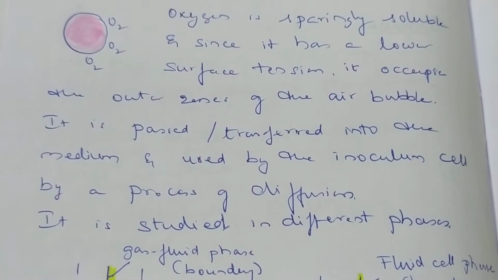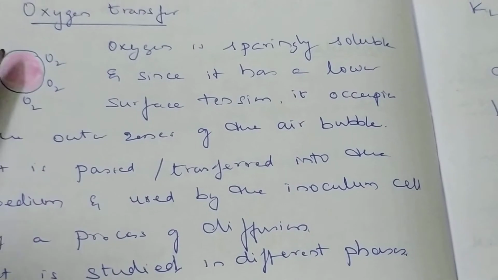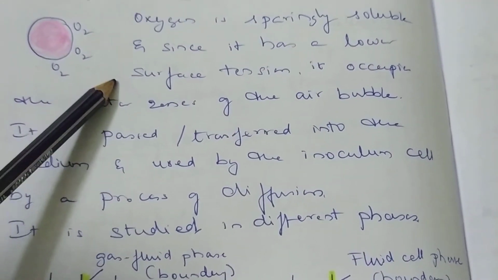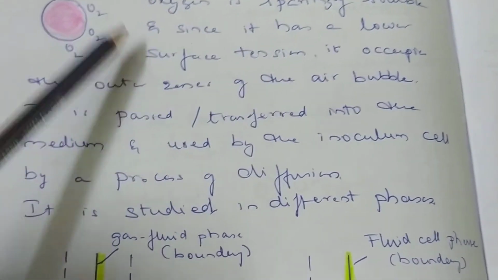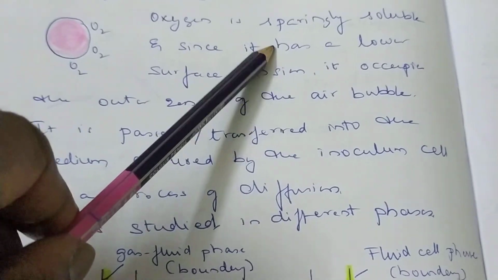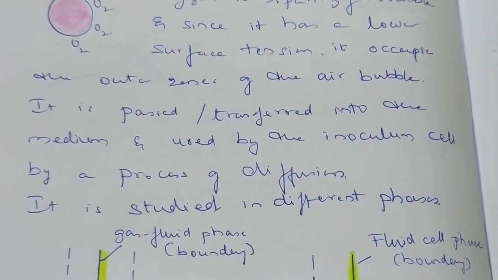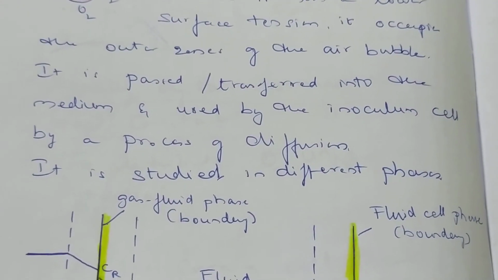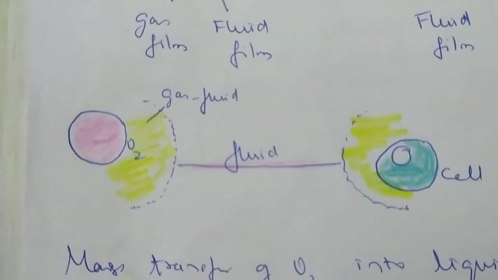Now, what is the work of this oxygen? It should diffuse from this gas bubble phase into the liquid. Imagine this is a liquid medium here. I'll give you a picture for that. Imagine there's a liquid phase. It should come from the gaseous phase to the liquid phase. It is sparingly soluble, keep this in mind. It is transferred into the medium and used by the inoculum cells. Please note down this picture.